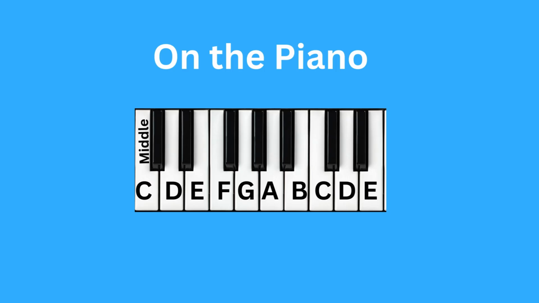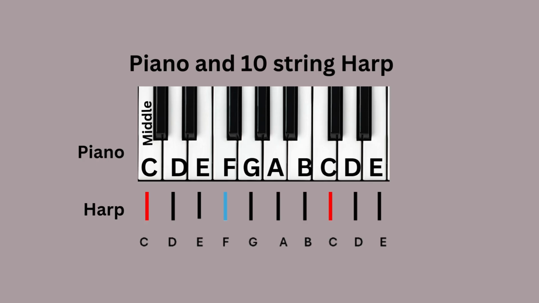Look at this image. It shows the location on the piano of the pitches on our musical staff, which also corresponds to the strings on our 10-string harp. Here, see how the strings on our 10-string harp line up with or relate to the keys on the piano or keyboard.